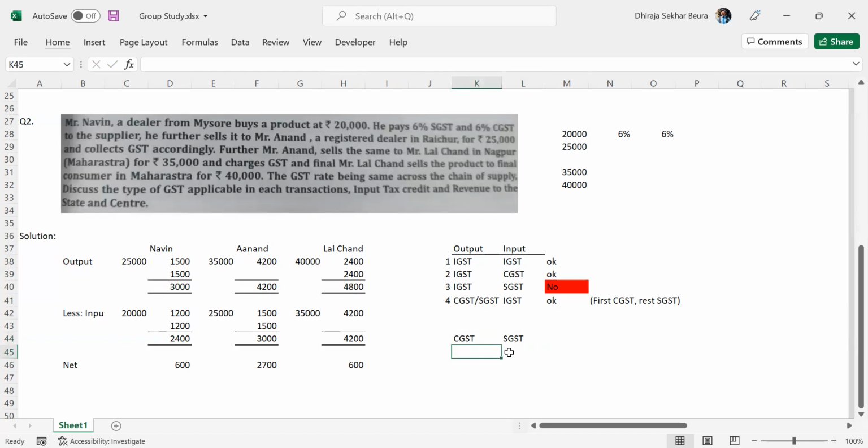Tell me the output liability for Mr. Lalchand. CGST how much? No, forget about Naveen. We are talking about Lalchand now. You are getting confused here only, right?